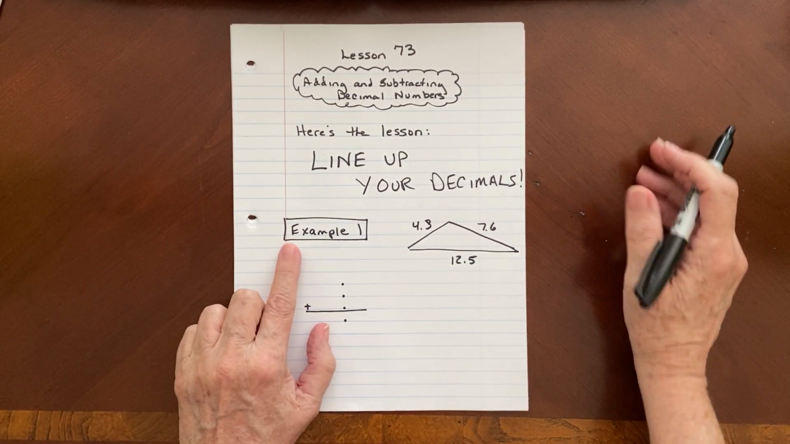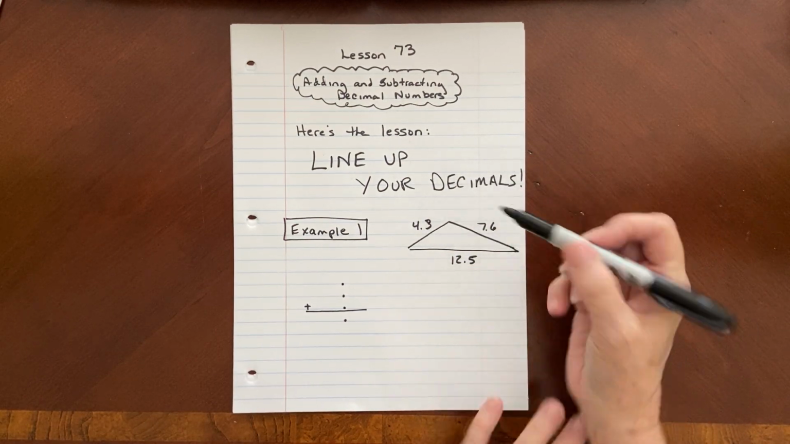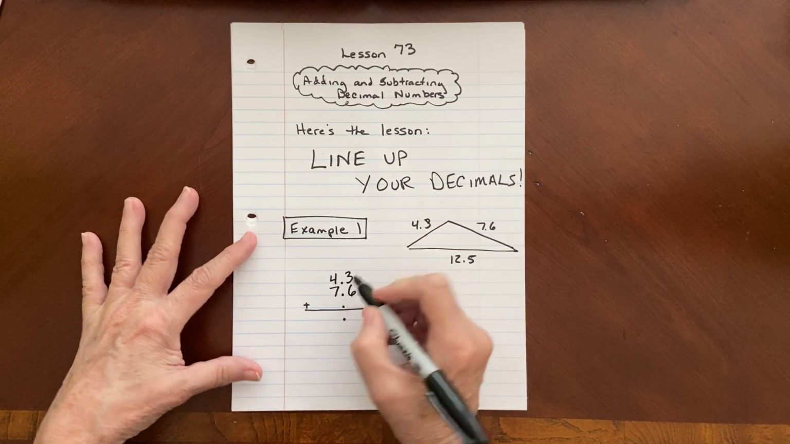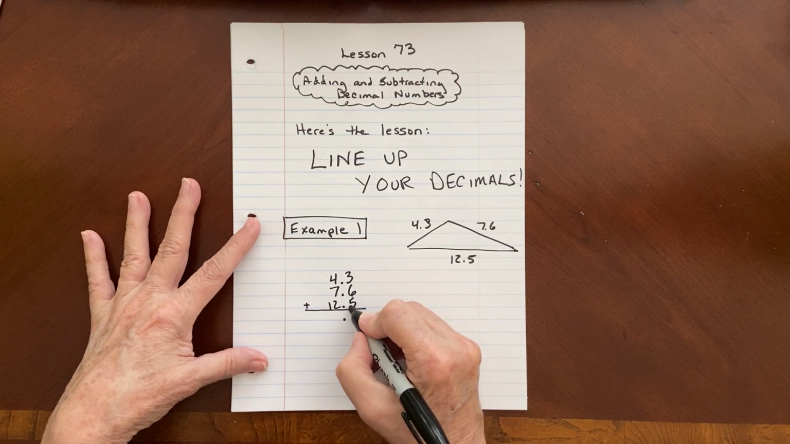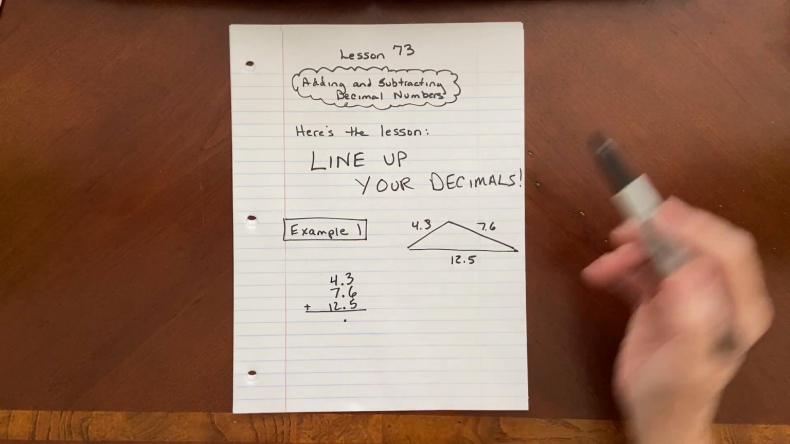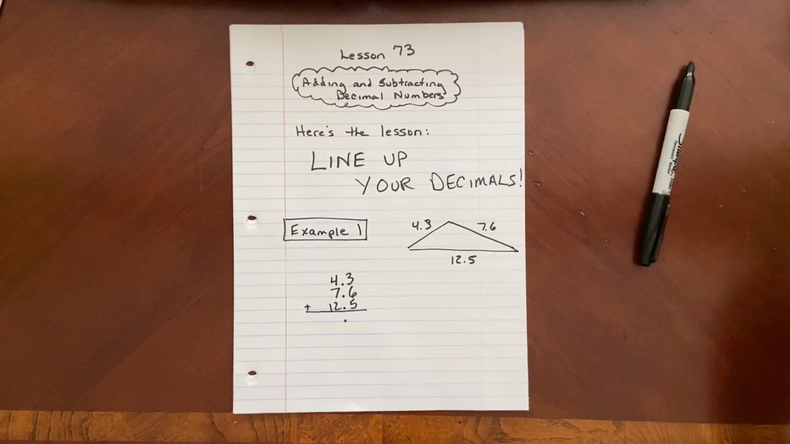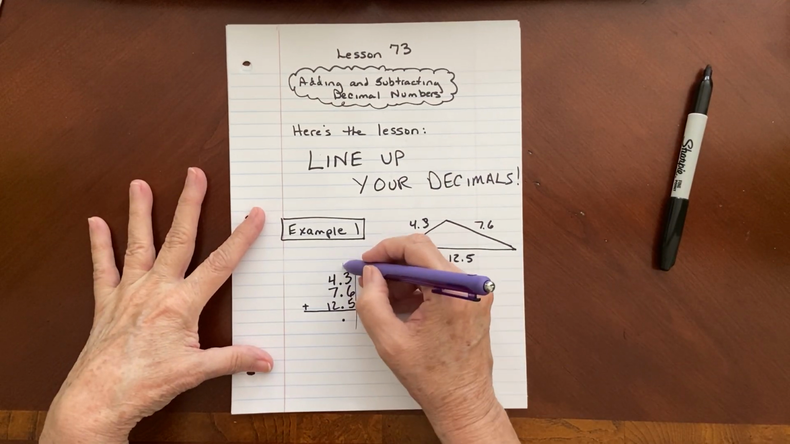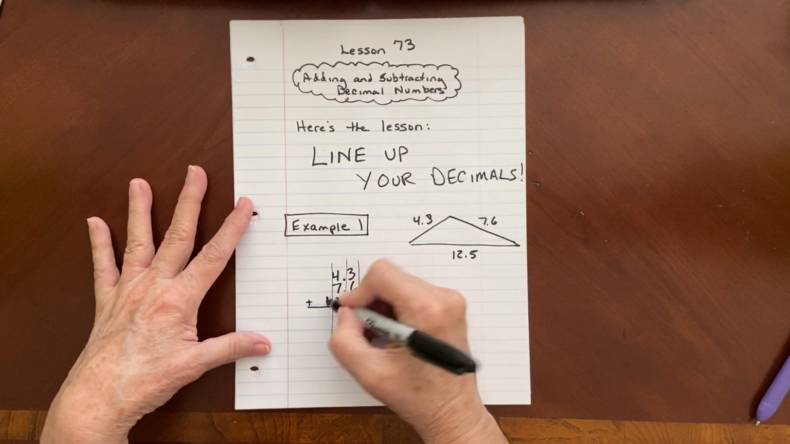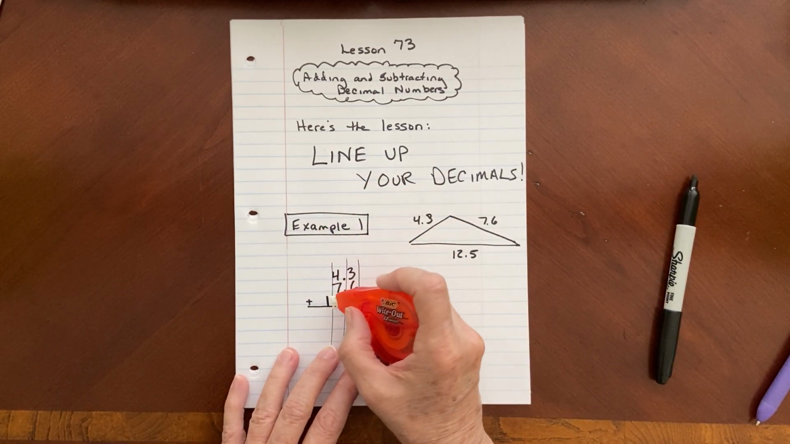So example 1 says, find the perimeter of this triangle. They gave you 3 dimensions, 4.3, 7.6, and 12.5. Did you notice how I already had those decimals there, and I already have a decimal for my answer? The trick is to make sure that you get your columns right. Oops, that one should kind of be over there. Let's give ourselves a little white out for that.